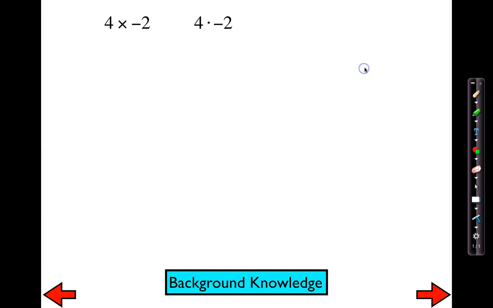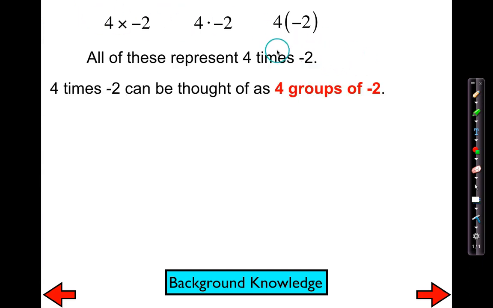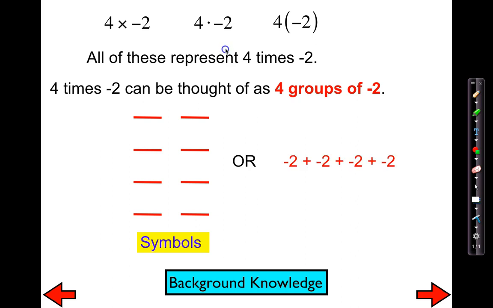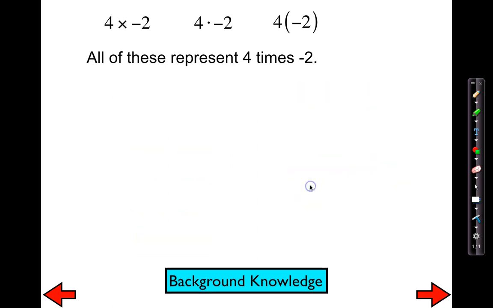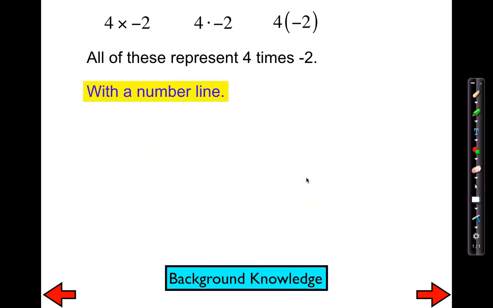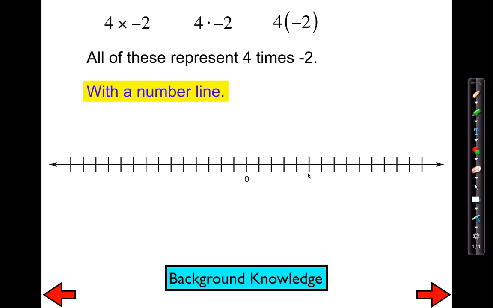So some background knowledge, just to remember the different ways multiplication can be expressed, what it means. In this case, we know it to be 4 groups of -2. We just write it out, or we can write it as a repeated addition. We even talked about opposite multiplication, which was very effective as well, which some of you might be using. We also showed it on a number line. So here we're going 4 groups of -2, so 1, 2, 3, 4, which leaves us at -8.